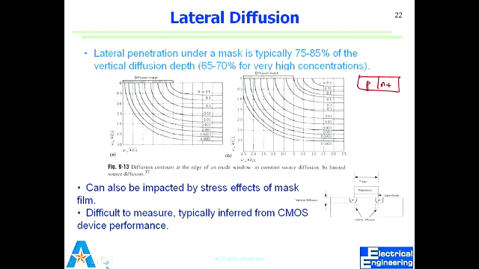That can happen due to the stress of the mask itself. There's no way to measure it directly, but we can measure from the CMOS behavior. Why would there be stress from the mask level? It says impacted by stress effect of mask level. Is it the thermal expansion? Thermal expansion, mask versus substrate. So that's going to cause some stress or strain, or maybe lack of, causing the mask to come unglued, whatever the term is.